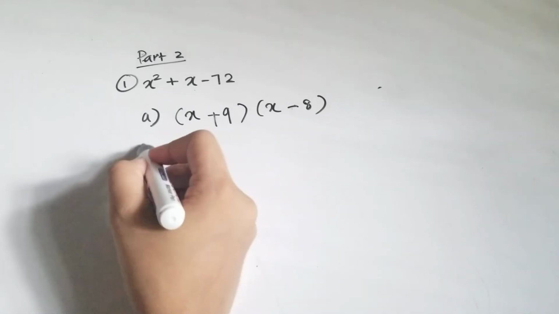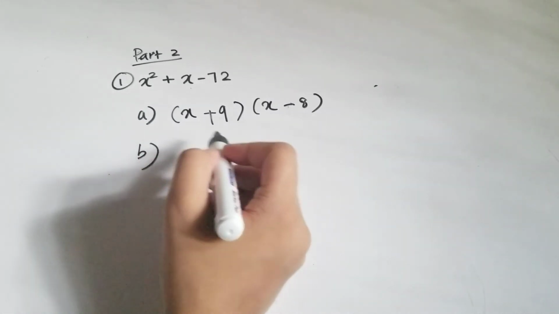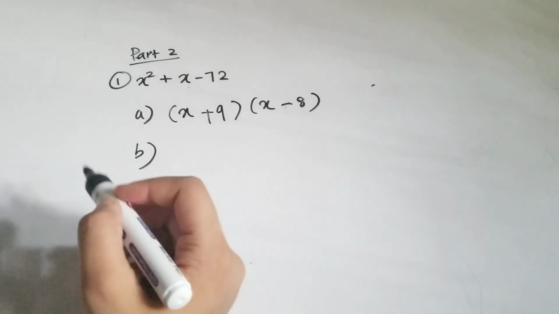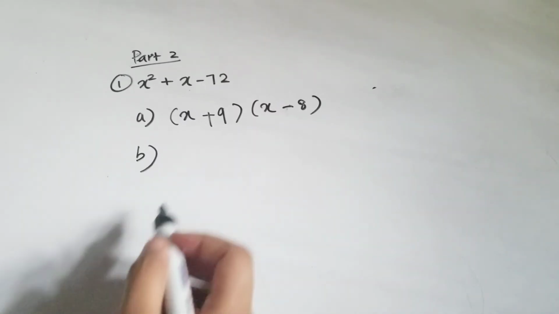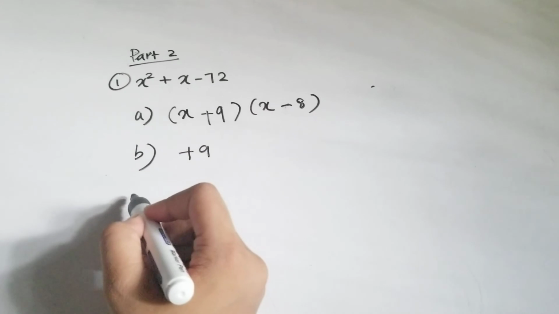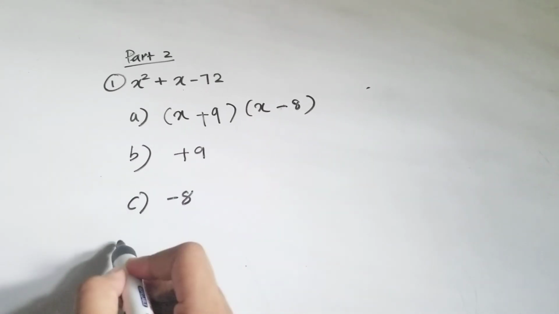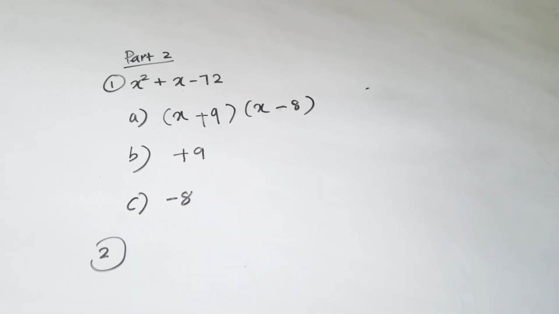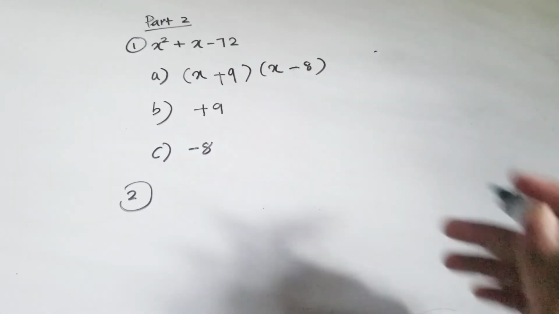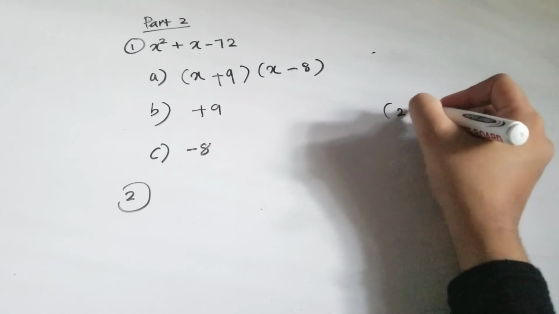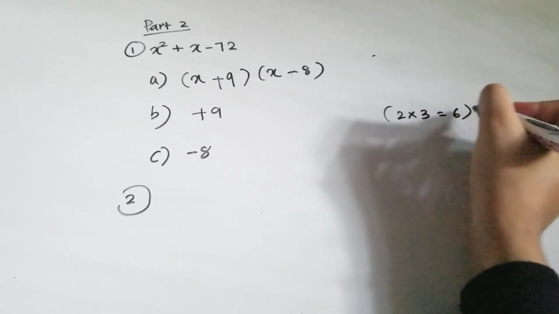Right, now we'll go to part B. What is the number added to x here? So added to x is plus 9. What is the number subtracted from x? It is minus 8, right? So second question, how about the marks given here? Each 2 marks, right? So you are getting 6.